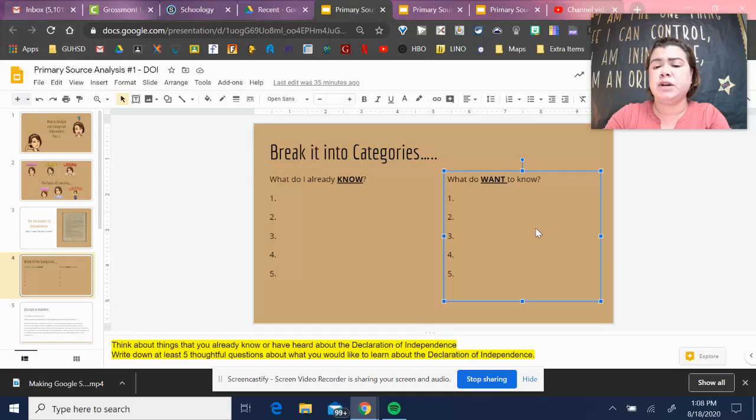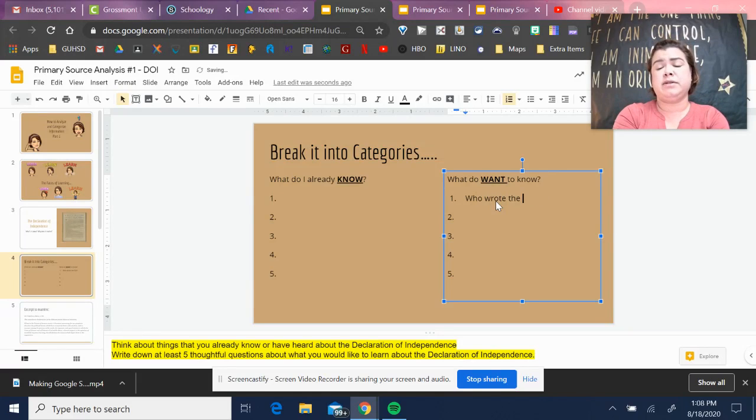What do you want to know? So here's some information that you want to write down, some real thoughtful questions, the who, the what, the where, the why, the how. So, you know, who wrote the Declaration of Independence? I'm just going to abbreviate it there, okay? That might be something that you're interested in.